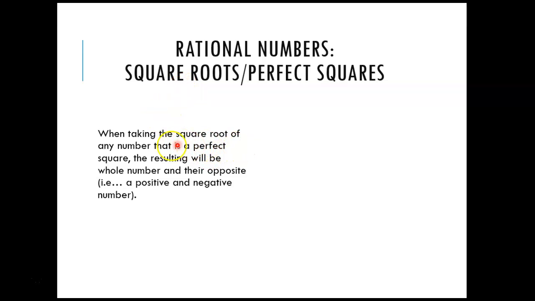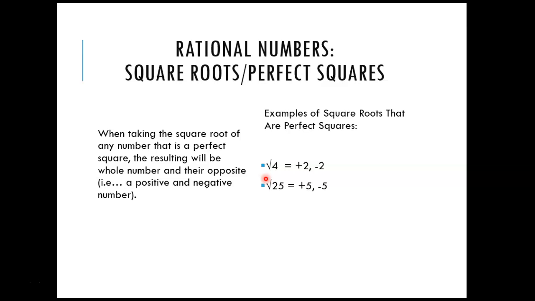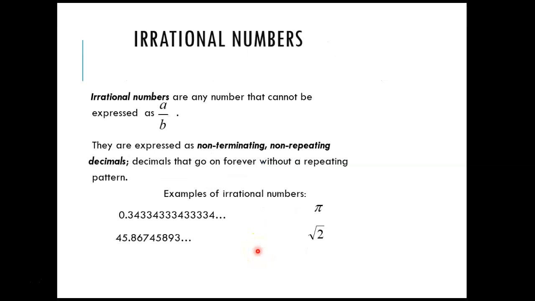Now let's move on to rational numbers that are square roots of perfect squares. When taking the square root of any number that is a perfect square, the result will be a whole number and its opposite, a positive and a negative number. Examples of square roots that are perfect squares: the square root of 4 is plus or minus 2. The square root of 25 is positive 5 or negative 5. The square root of 81, square root of 100, and square root of 169 are all perfect squares, so they are considered rational numbers. Now let's move on to the new thing, irrational numbers.